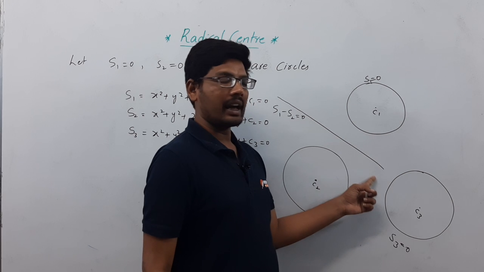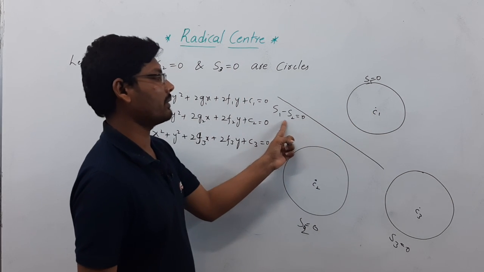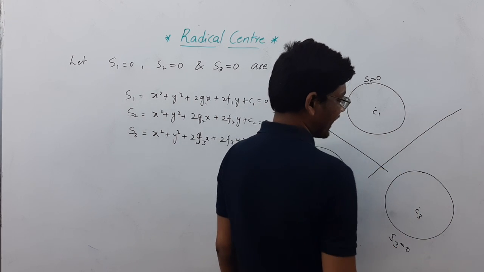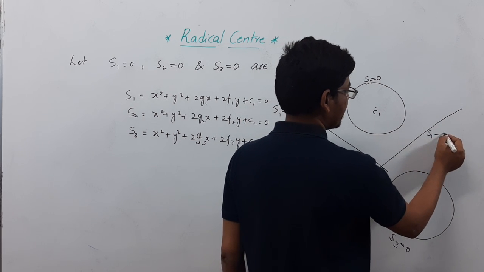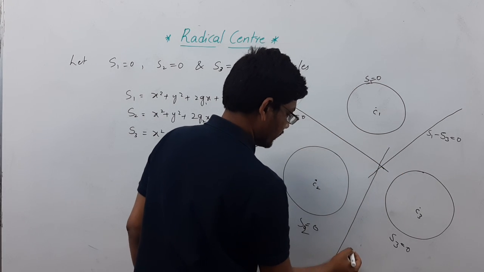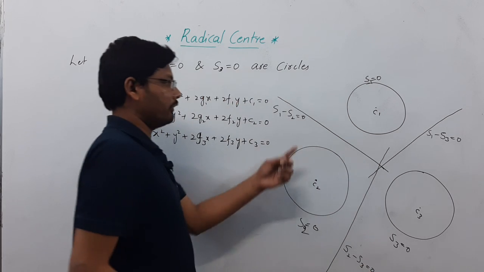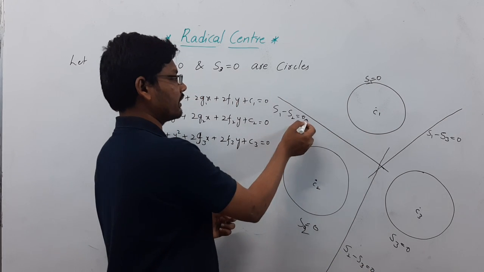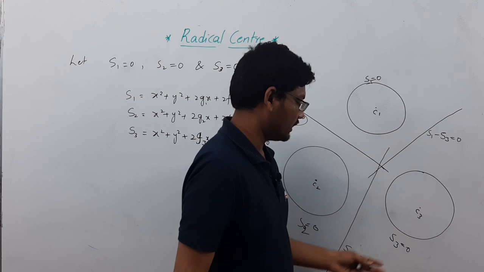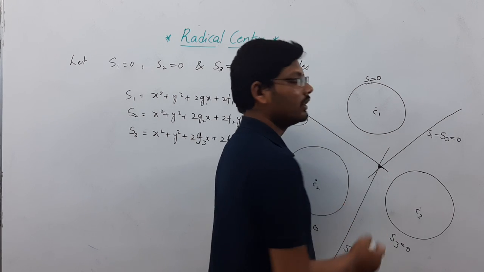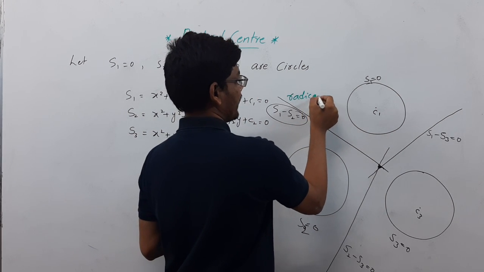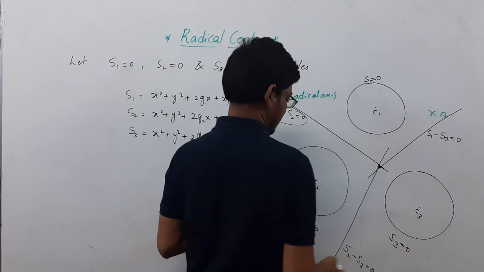This is the radical axis for these two circles, that is S1 minus S2 equal to 0, and this is the radical axis for S1 and S3, that is S1 minus S3 equal to 0. This is a straight line, this is also a straight line, and the radical axis for S2 minus S3 equal to 0. If you subtract the equations of two circles, we will get a straight line equation. All these three straight lines are radical axes. This is a radical axis, this is also a radical axis, this is also a radical axis.